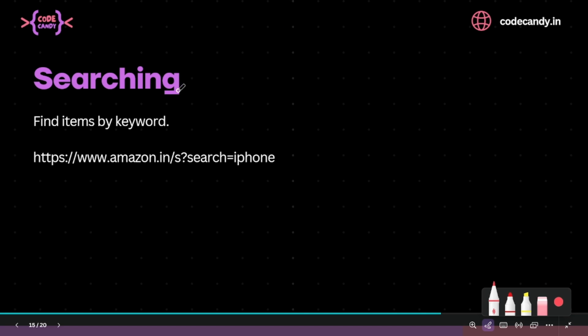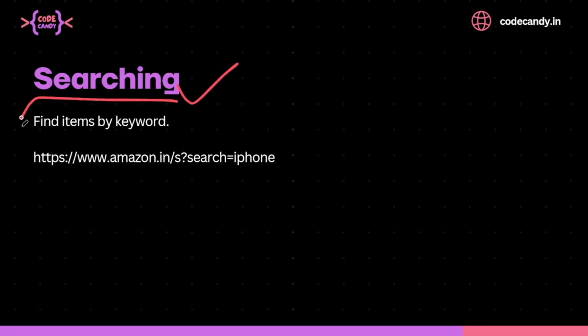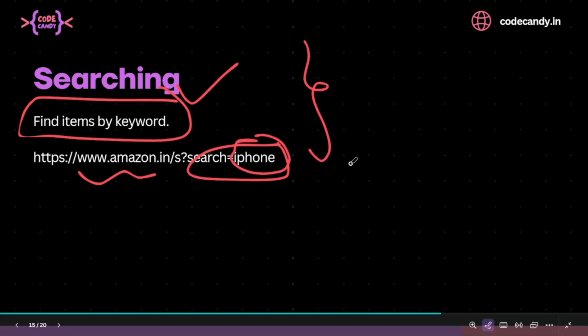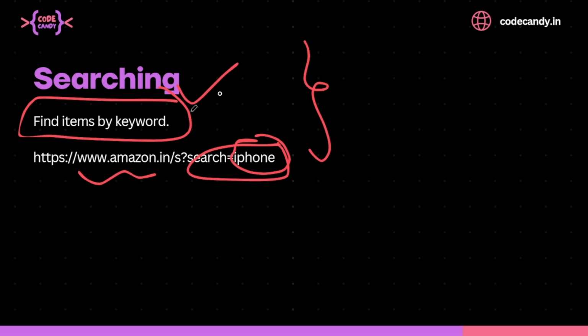So now let's talk about searching with the keyword. Suppose on Amazon, I want to search whether that iPhone is mentioned in the description or the product name or the product details, whatever it is, wherever this iPhone keyword is there, show me all the data. So the website filters and displays only the results which match your keyword or the search term.